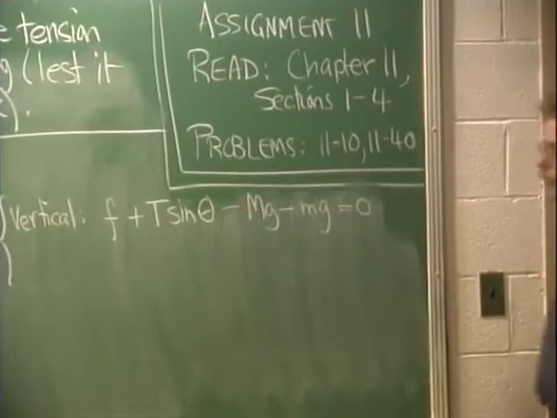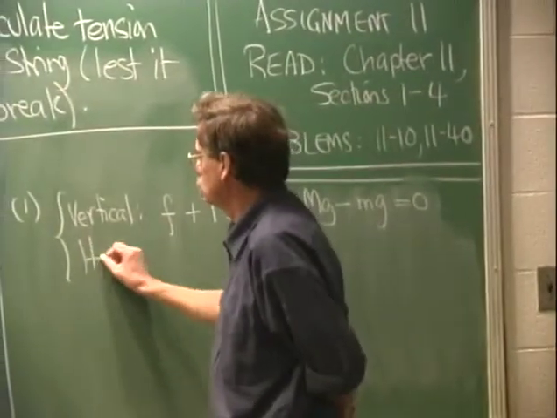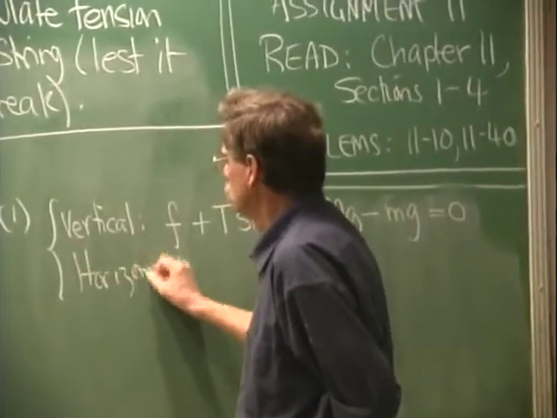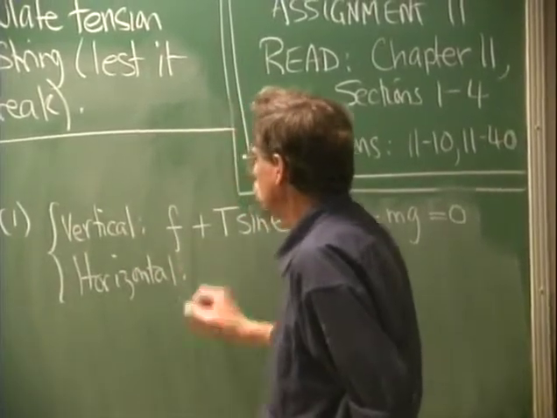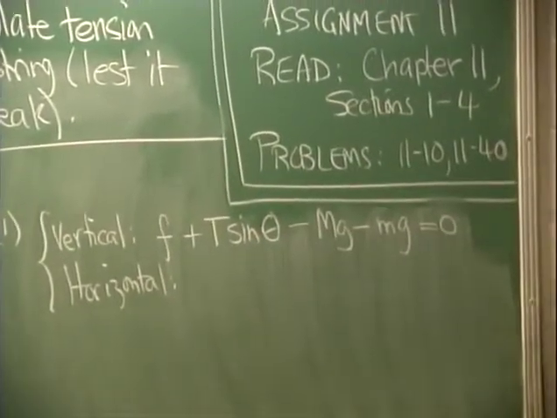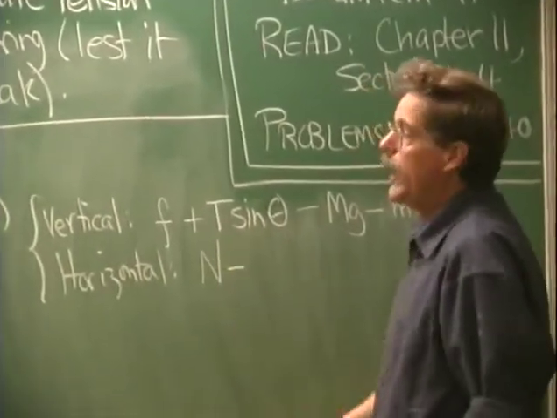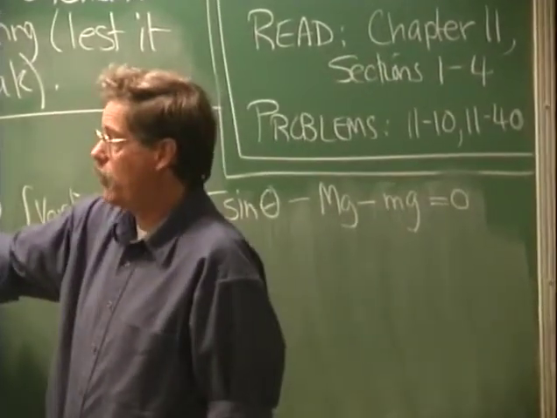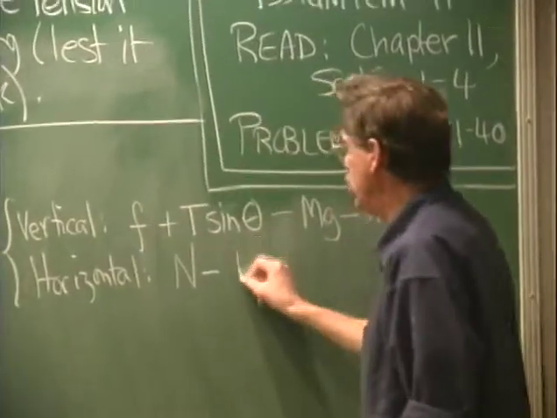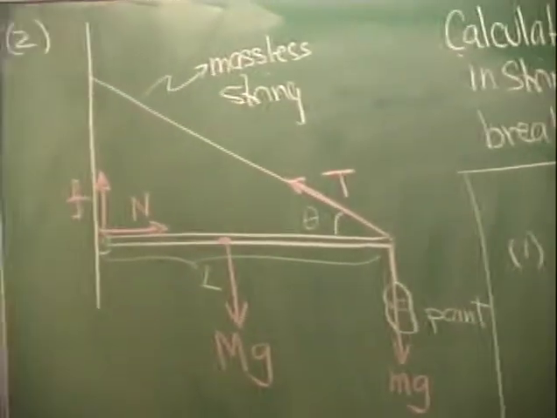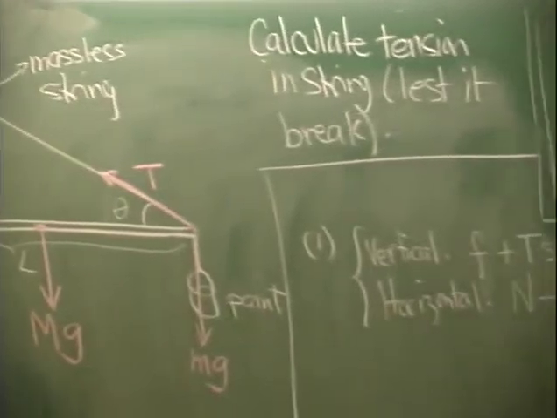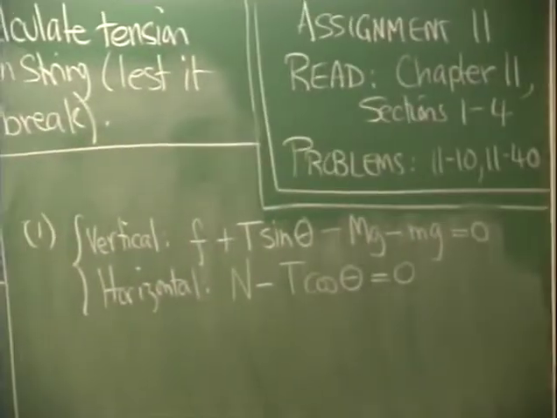In the horizontal direction, I see N pushing to the right, and the horizontal component of T pushing to the left. That would be T times the cosine of theta. The sum of those has to be 0.